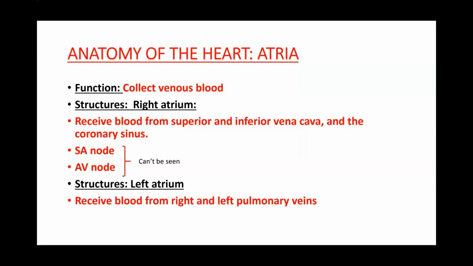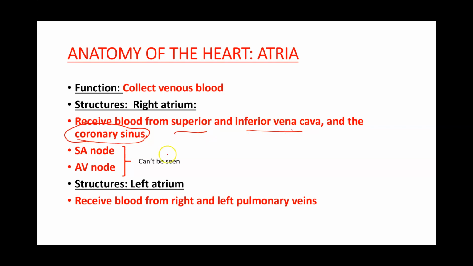So the atria is going to collect venous blood that is arriving on the right-hand side from the superior vena cava and inferior vena cava, which are bringing the deoxygenated blood from the entire body. And there's another vein that arrives at the right atrium from the heart itself. That's called the coronary sinus. So there are 3 blood vessels that dump deoxygenated venous blood into the right atria.